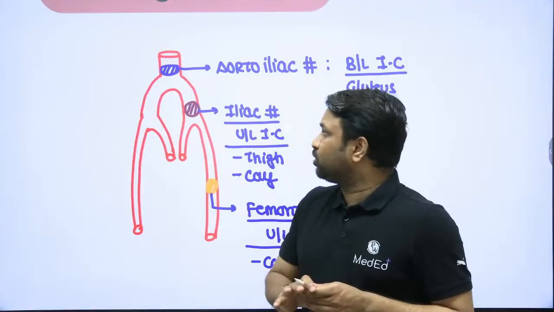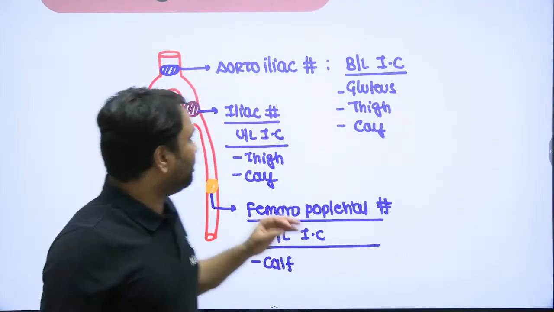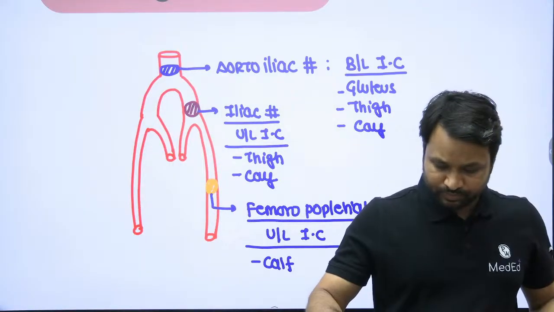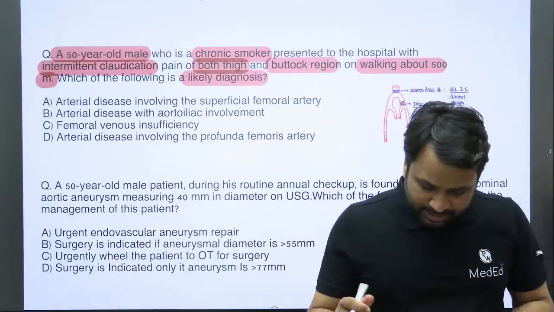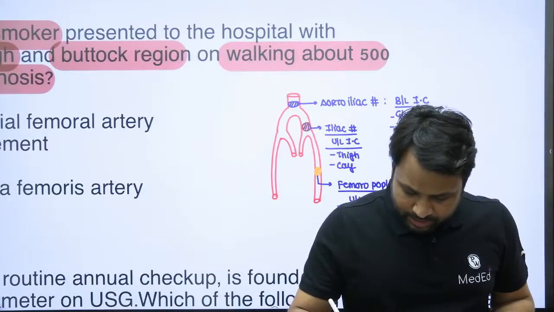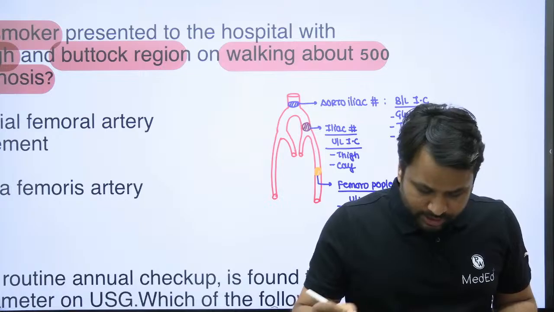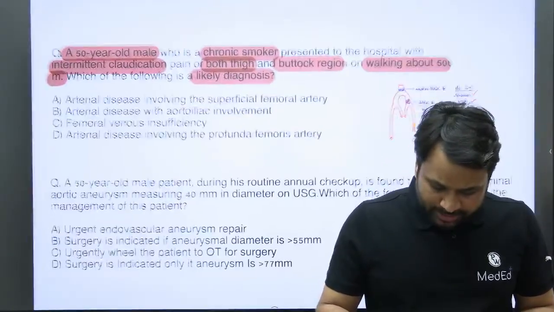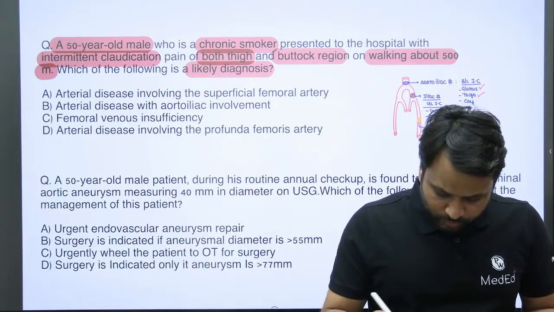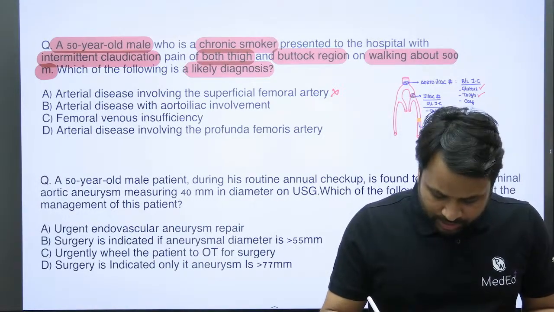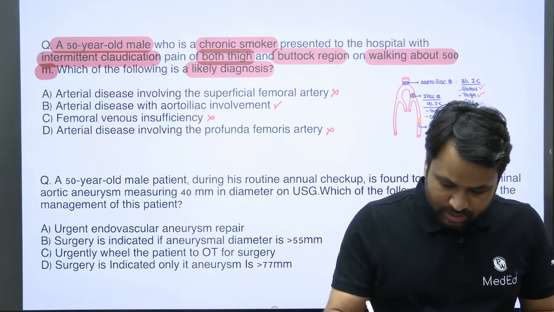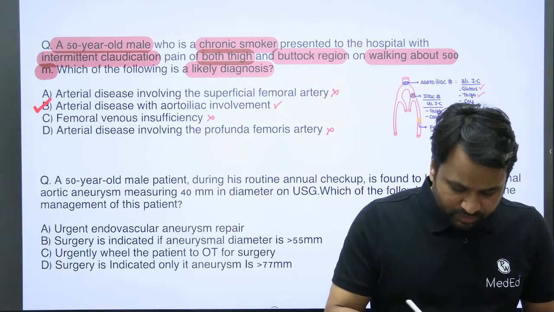Now I have the answer to my question. If the patient has bilateral intermittent claudication involving the gluteus and thigh, the answer is going to be aorto-iliac occlusion. In this context, the patient presents with intermittent claudication in both the thighs, so bilateral thighs and bilateral gluteus muscles, that is the buttocks, are involved. So what is the site? The arterial disease involving the superficial femoral, no. The arterial disease involving the aorto-iliac looks like the most likely answer. It is not venous insufficiency, and it is not profunda femoris. So the answer here, as rightly said, is B for Bombay. Correct.